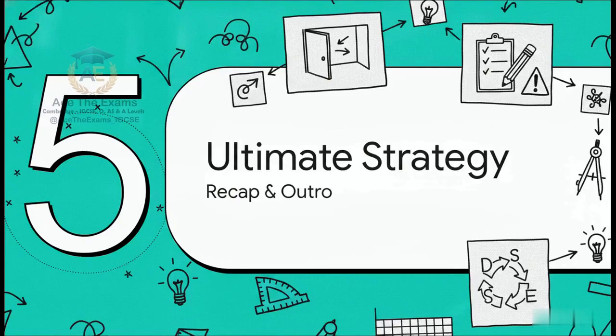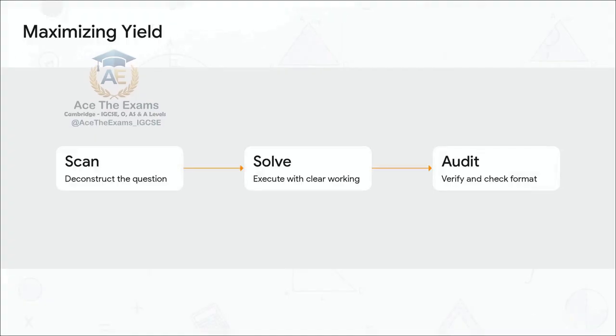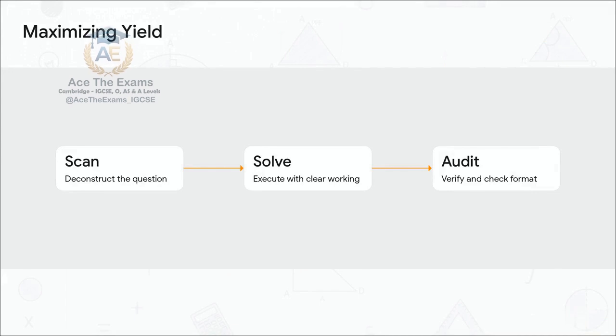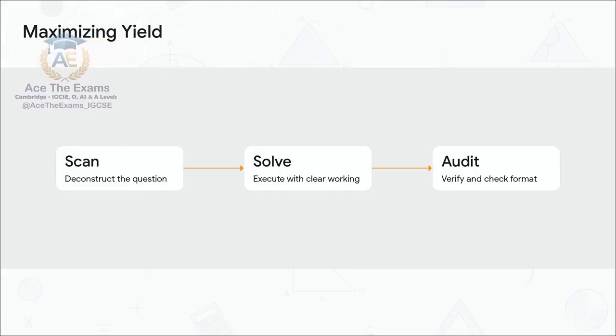Section 5, the ultimate strategy recap and outro. Back in the suite, Alex and Sam are reviewing their final, high-scoring response text. Alex realizes that factual recall is just the starting line, and Sam acknowledges that pacing without precision is useless. Let's distill this entire rigorous session down into 3 universal Cambridge operational rules for maximizing mark yields under extreme pressure.